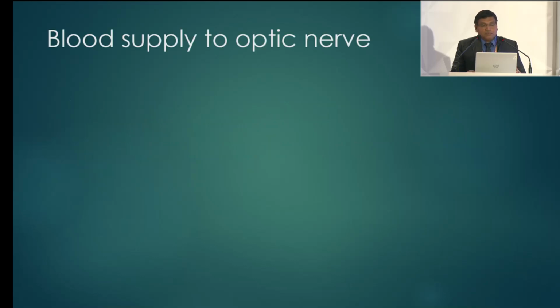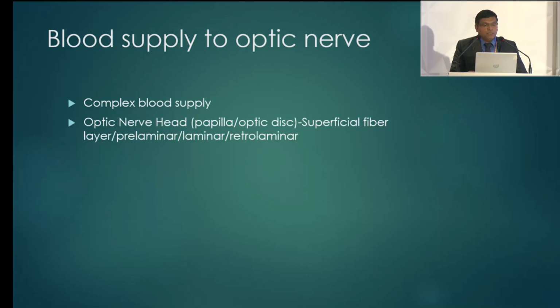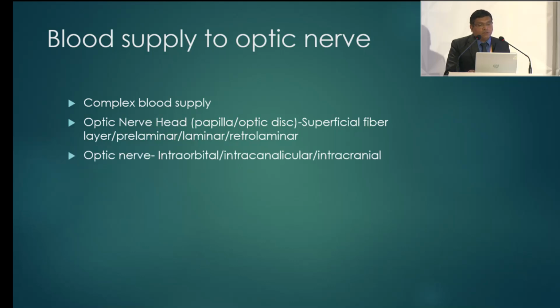So let's have a quick look at the blood supply to the optic nerve. It has invariably a complex blood supply. That's why we get variable outcomes later. The optic nerve head, which we call the papilla or optic disc, has a superficial fiber layer and three other parts, we all know that: prelaminar, laminar, and retrolaminar, classified according to the position of the lamina cribrosa. The optic nerve has three parts: intraorbital, intracanalicular, and intracranial.